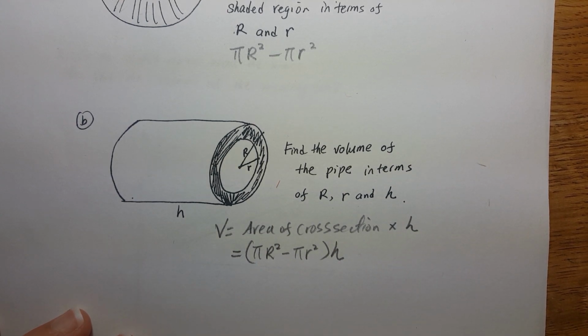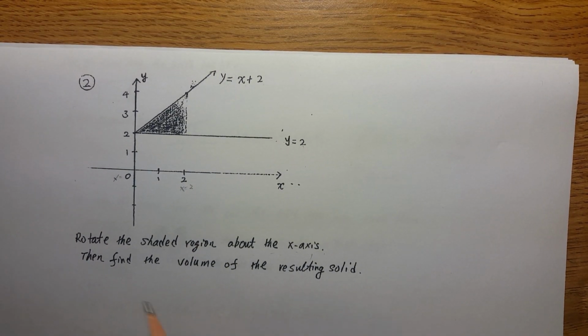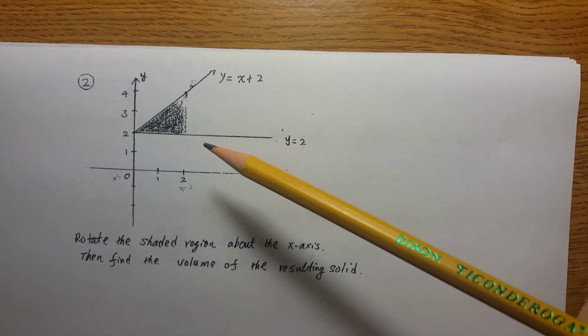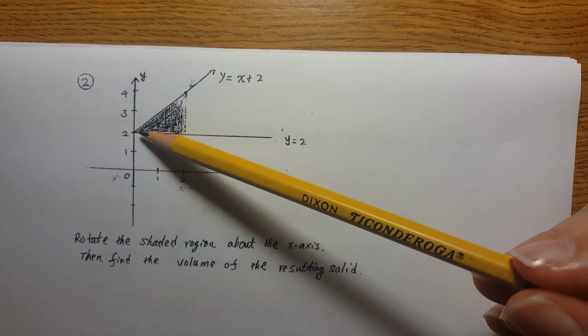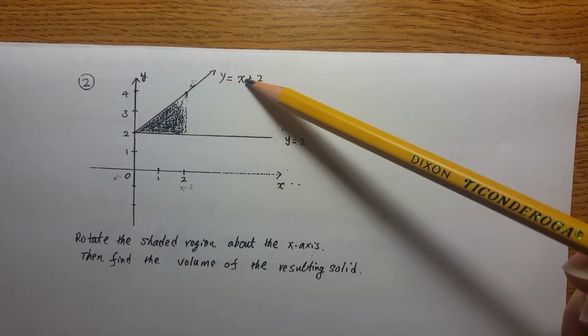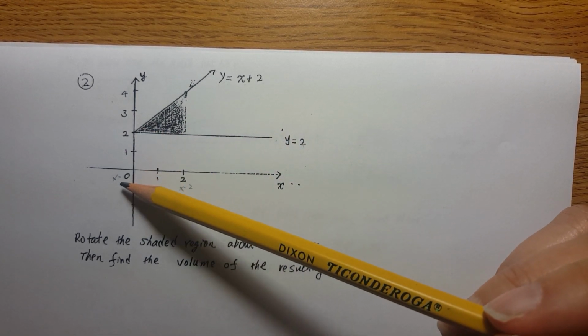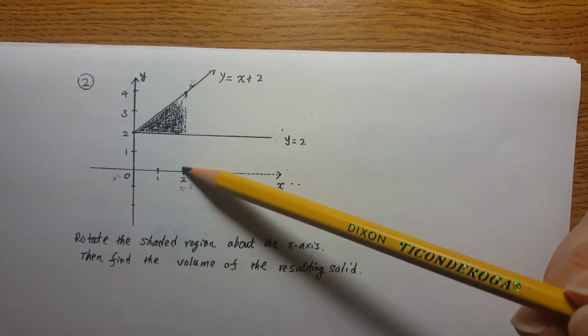Now let's take a look at number 2. Rotate the shaded region about the x-axis, then find the volume of the resulting solid. So now we have the diagram, which is a triangle. It's bounded above by y equals x plus 2, below by y equals 2, and the interval is x equals 0 to x equals 2.